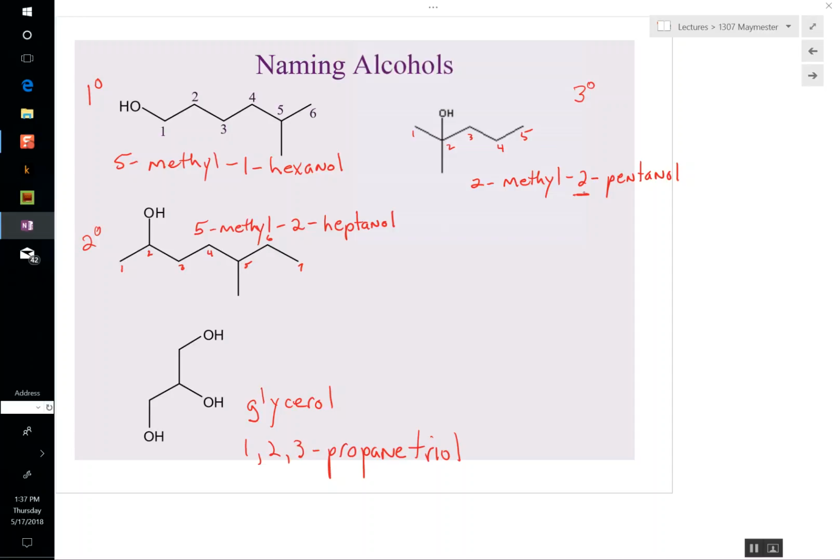Okay. Let's move on now because we're going to start learning how these react. We're going to look at the oxidation of alcohols, and primary, secondary, and tertiary oxidize differently. Let me just take a peek at the homework. I'll be giving this to you very soon.